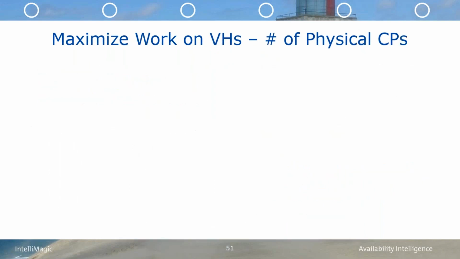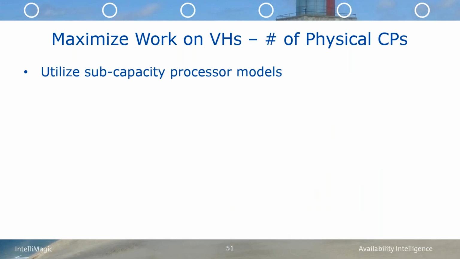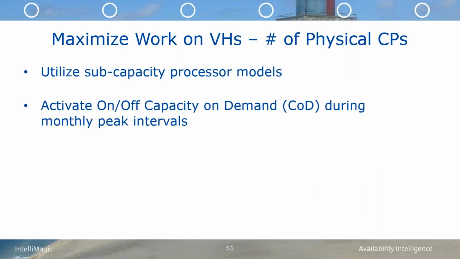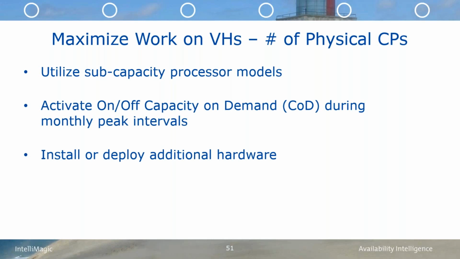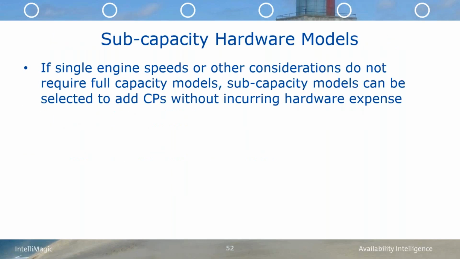Now, in addition to LPAR weights, the other variable that we can leverage to maximize work executing on vertical highs is increasing the number of physical CPs. There are several potential ways this can be achieved. One way to increase the number of physical CPs is to opt for subcapacity processor models. Activating on-off capacity on demand during monthly peak intervals is a second approach. And a third way is to install or deploy additional capacity. So let's review each of these in turn.